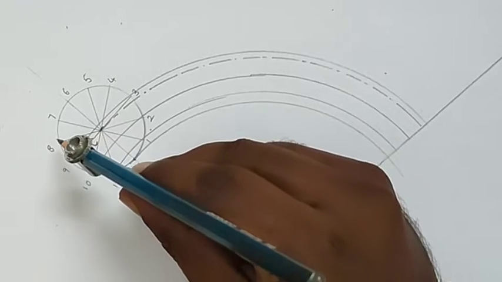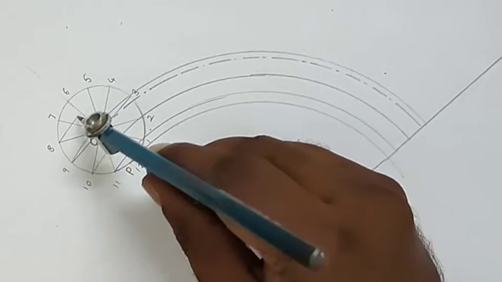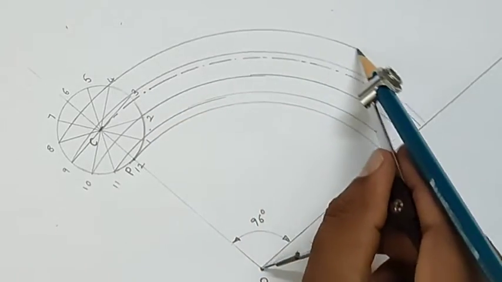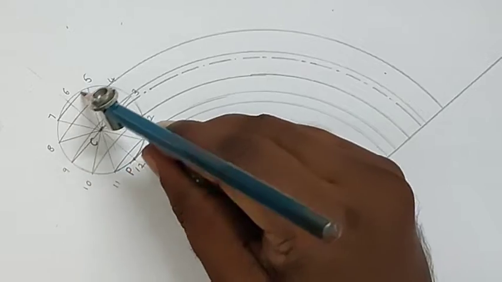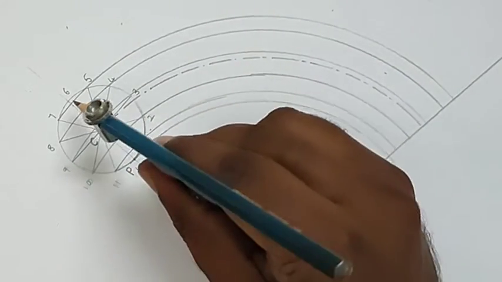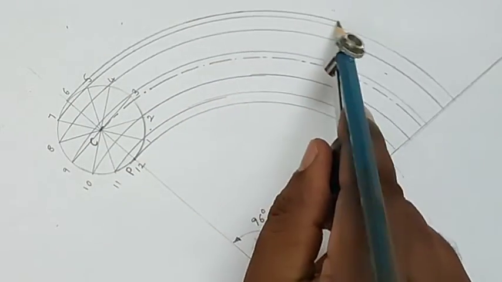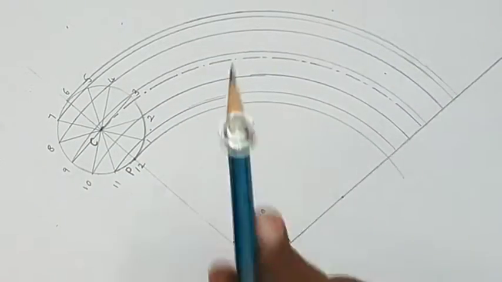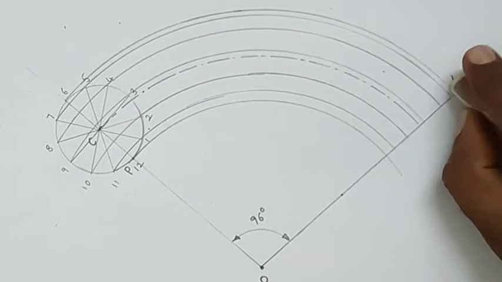Similarly, with O8 as the radius, draw the arc through the points 8 and 4. Similarly, with O7 as the radius and O as the center, draw the arc through 7 and 5. Similarly, with O6 as the radius and O as the center, draw the arc up to here like that. So you can erase this one.